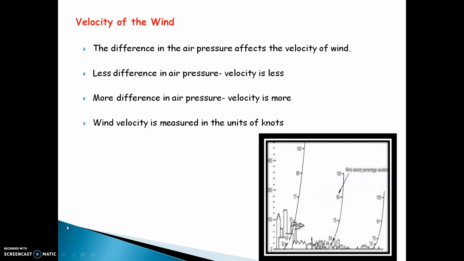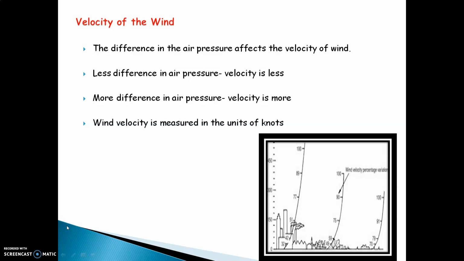Velocity of wind. Let us see the speed of the wind. Velocity also stands for speed. The difference in the air pressure affects the velocity of wind. As I said, the movement of air which comes in a forceful manner is called wind. But in some areas, the pressure or the force of the air is less, and that is why the velocity or the speed of the wind is less. In some areas the force or the pressure of the air is more, and because of that, the velocity or the speed of the wind in that particular area is more.